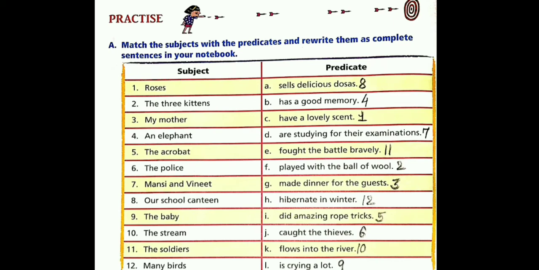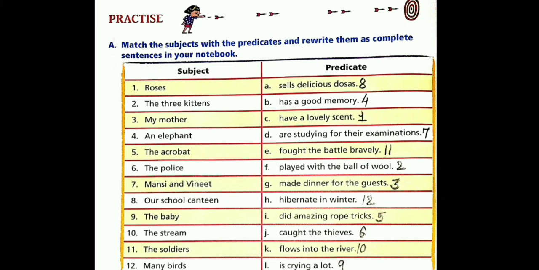Now the sixth one, the police. So the correct answer is J. Caught the thieves. And the complete sentence is the police caught the thieves. Here the police is the subject. So here we are talking about the police. So it will be the subject, and what they did, they caught the thieves. That will be the predicate.